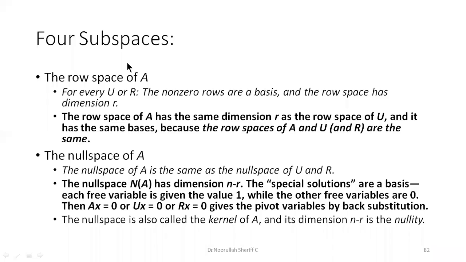So we had connectivity issues. So let us continue from where we stopped. We are discussing the row space of A.